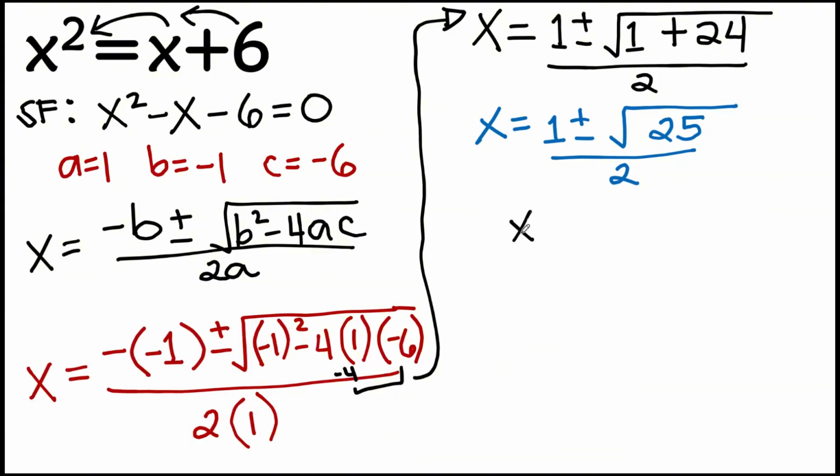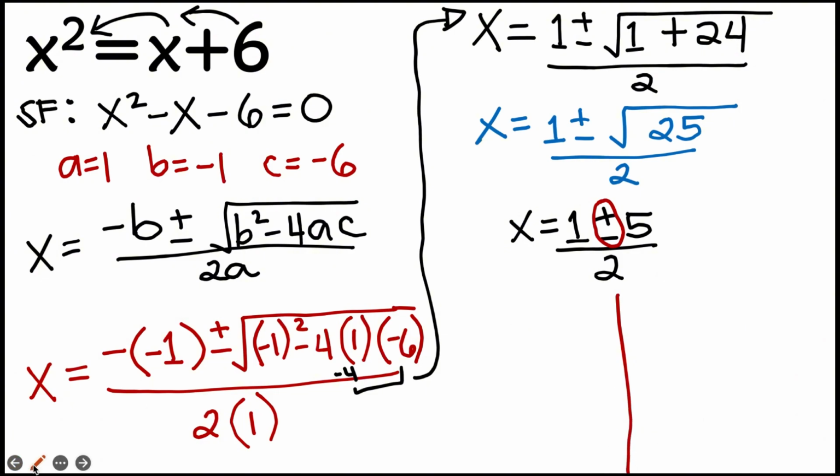So we have x is equal to, copy lang ulit si 1. Positive, negative. Ano ang square root ng 25? So 5. All over 2. Okay, since meron ulit tayong dalawang value ng ating 5, which is positive and negative, papaghiwalayin ulit natin. Okay? So, yung isa ay positive 5, yung isa ay negative 5.